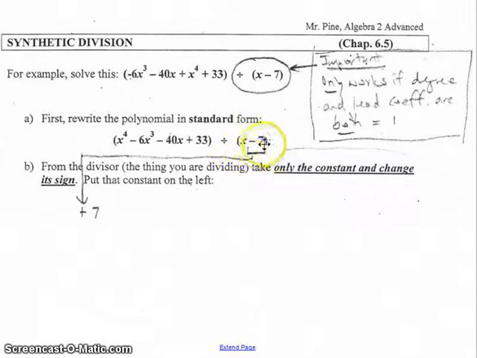You're changing this sign because, well, if x minus 7 had been equal to 0, then you would have moved the 7 over, and x would have been equal to positive 7. So you're changing the sign for that reason. It'll become clearer as we go along over the next few days. But trust me, you need to change its sign. So we're working with 7.